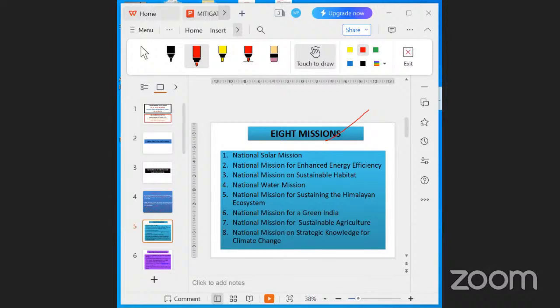So now you see here, those missions include, the first one is National Solar Mission, and the next one is National Mission for Enhanced Energy Efficiency.